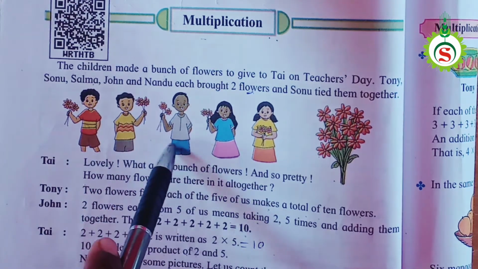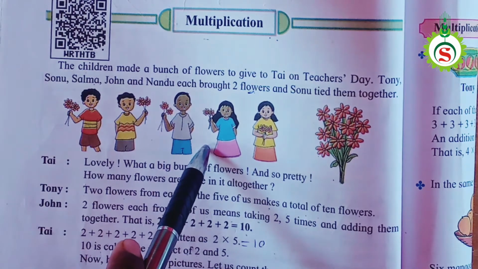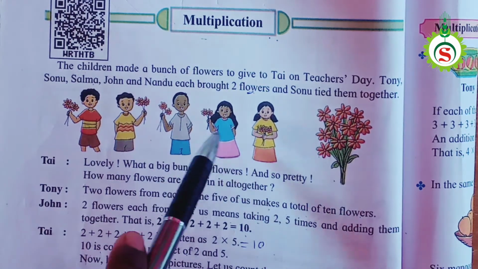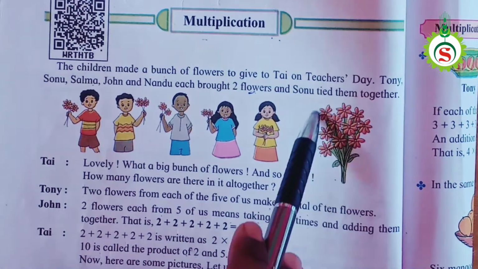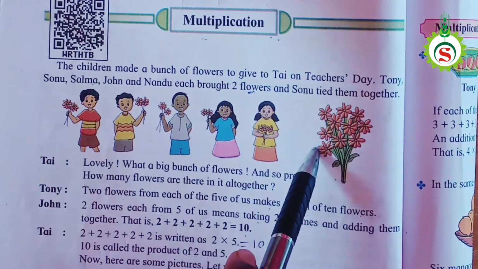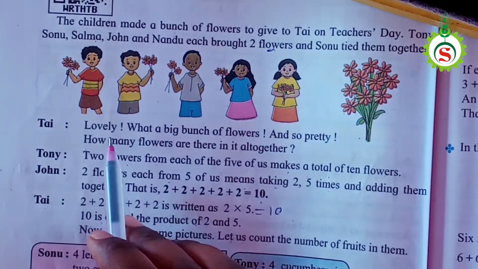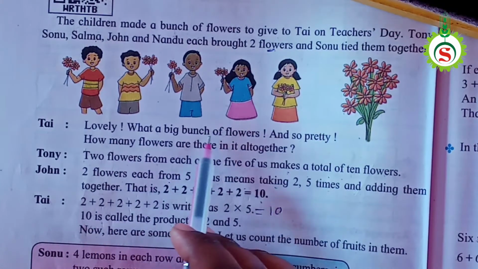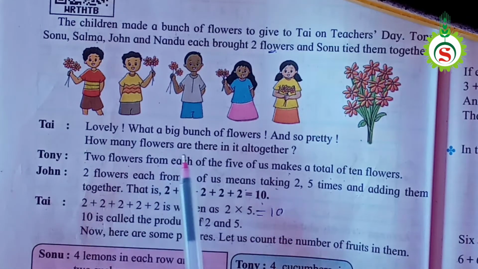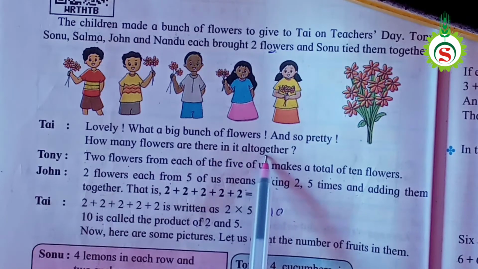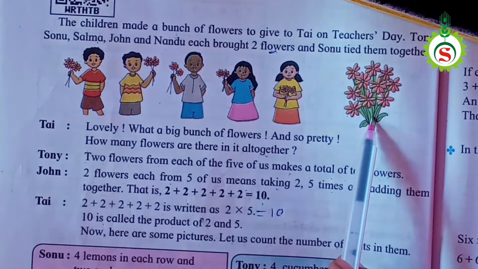They all want to give their flowers to the teacher on the occasion of Teacher's Day. Sonu tied all the flowers together. See here, this is a bunch of flowers. Teacher says, lovely, what a big bunch of flowers and so pretty. How many flowers are there in it altogether? See the bunch of flowers. How many flowers are in the bunch?